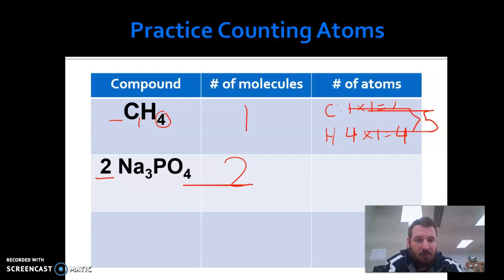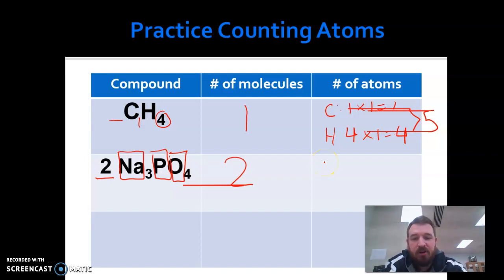Alright, so when we count our atoms, we want to first identify how many different elements we have and what they are. So I can separate this into Na, P, and O. These are my different elements. We can tell because each capital letter tells me I have a new element in the compound.